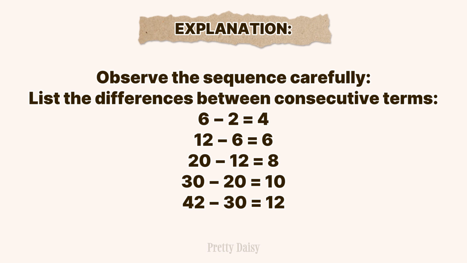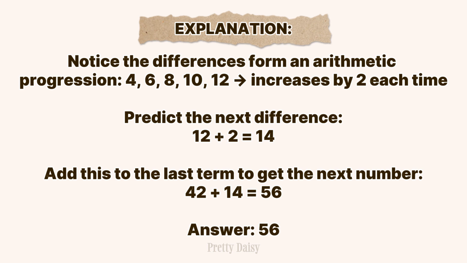List the differences between consecutive terms. 6 minus 2 equals 4. 12 minus 6 equals 6. 20 minus 12 equals 8. 30 minus 20 equals 10. 42 minus 30 equals 12. Notice the differences form an arithmetic progression: 4, 6, 8, 10, 12 increases by 2 each time. Predict the next difference: 12 plus 2 equals 14. Add this to the last term to get the next number. 42 plus 14 equals 56.